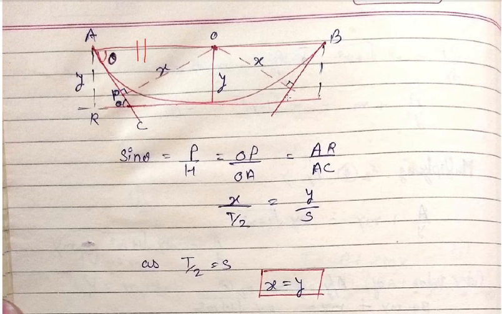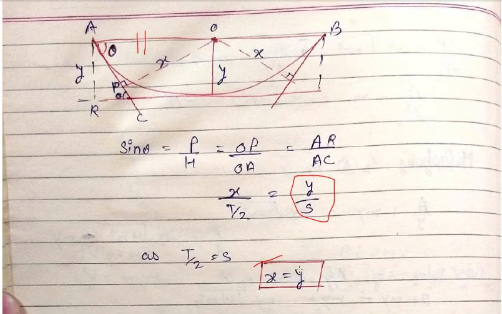From this triangle ACR, which equals y by side slope. This is ACR. So here this is y, this is the hypotenuse. So here the perpendicular. So we put sin theta equals y by hypotenuse, which is side slope. So y by side slope is the same. So x equals y. This is another relationship.